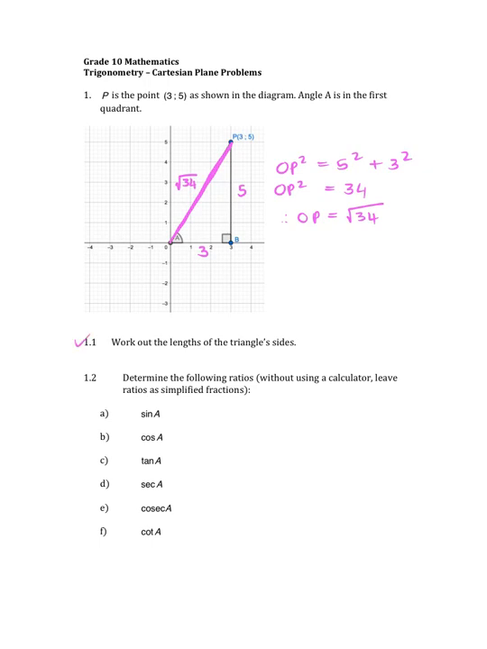Cool, so we've figured out the lengths. If you did change it to a decimal, you would have 5,83 as your solution. All right, so I'm going to work with root 34. If you work with 5,83, that's perfect, not a problem. Determine the following ratios without using a calculator. Leave ratios as simplified fractions.